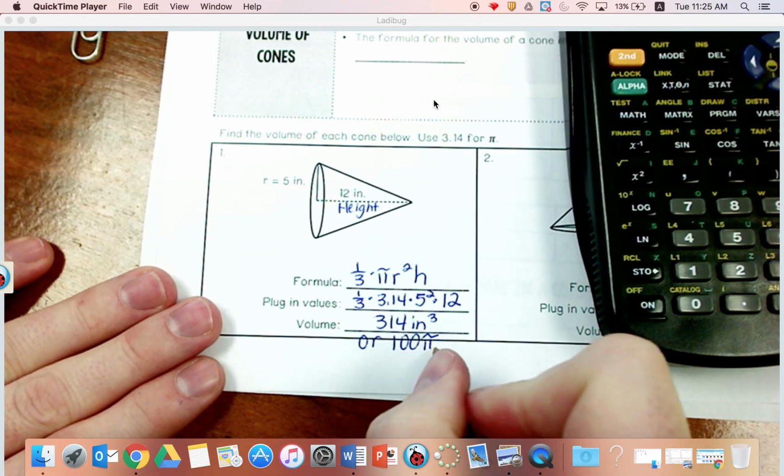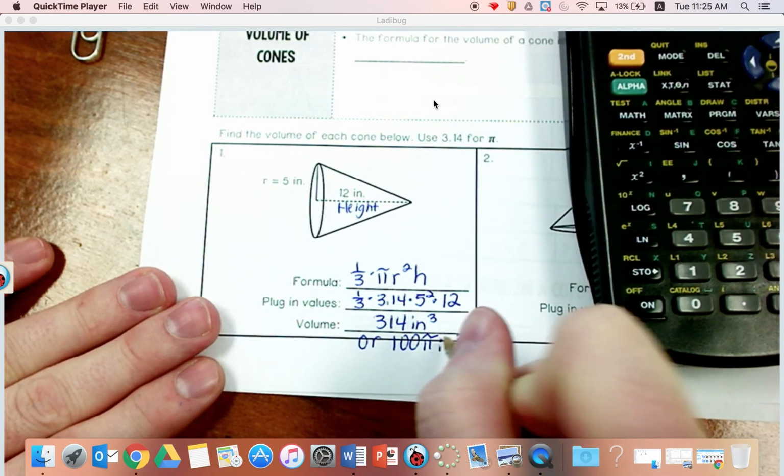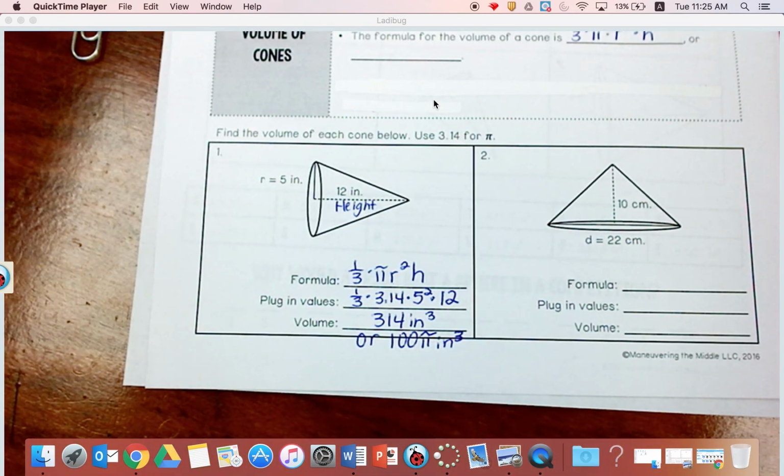That would be the more approximate. That would be the exact value right there: 100 times pi inches cubed. So that would be two ways you can write that one. Okay? Let's look at our second example here.